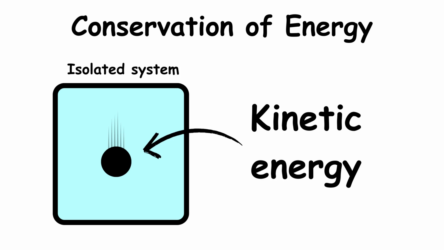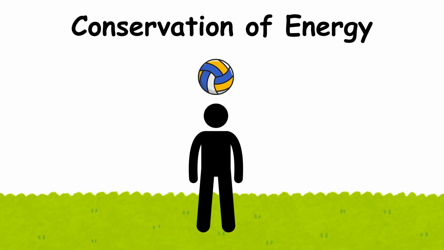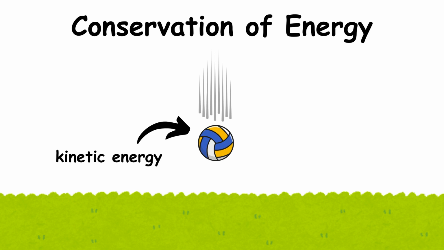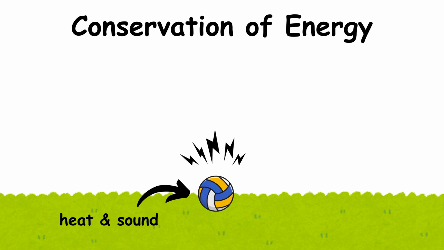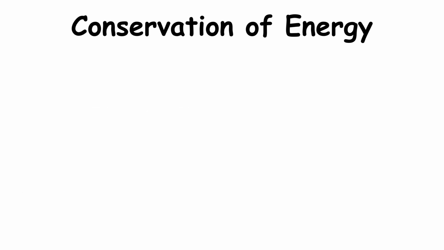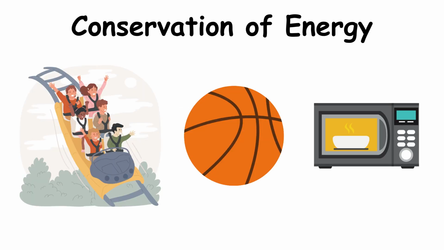stays the same. For example, imagine you're holding a ball above your head. That's potential energy. But when you drop it, it becomes kinetic energy. And when it hits the ground, that turns into heat and sound. But the energy never just disappears. Every roller coaster, bouncing basketball, and even your microwave relies on this law.